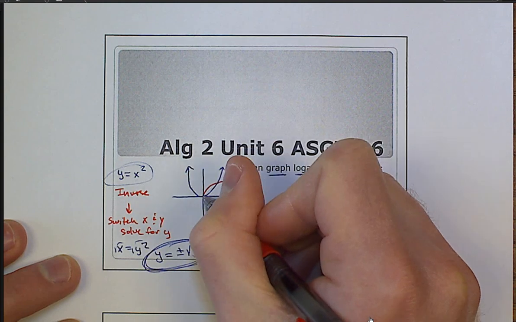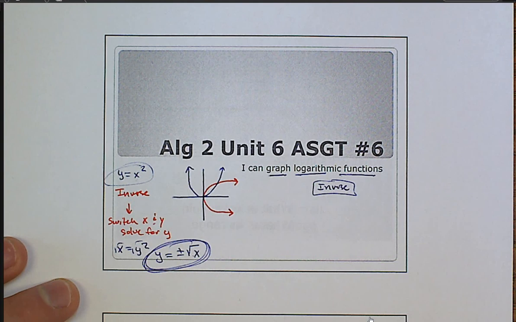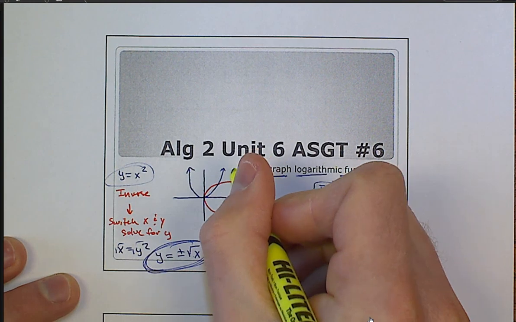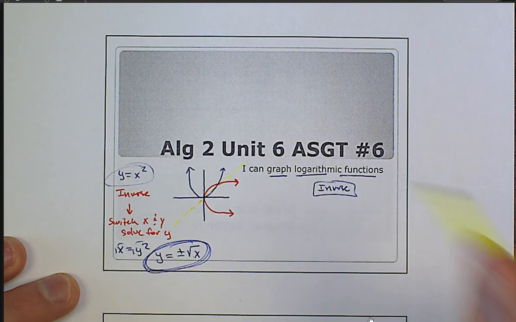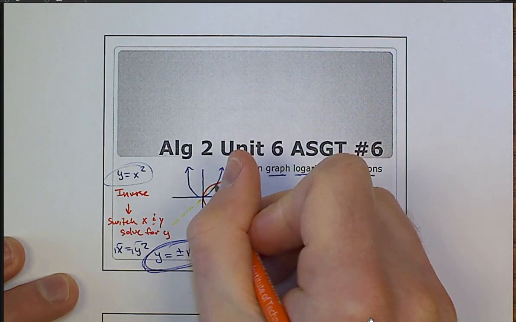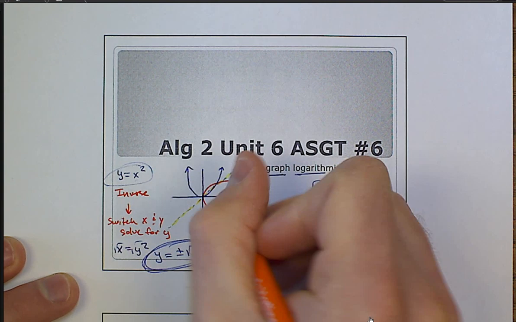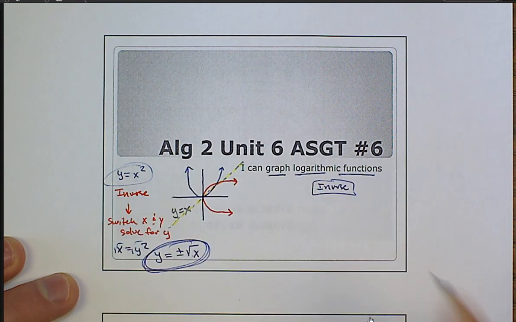The other thing you should remember about inverse functions is that when you graph them, they reflect over the line y equals x. I'll do it in pencil. This is the line y equals x, right? And so that's what your graph should look like.